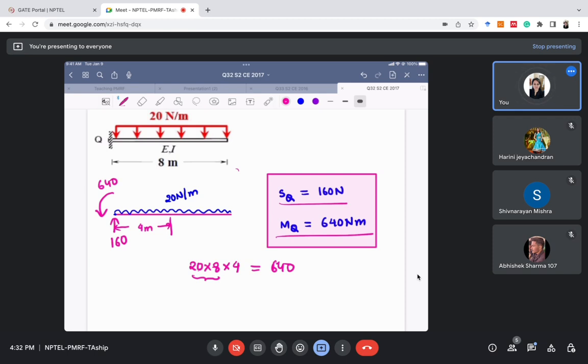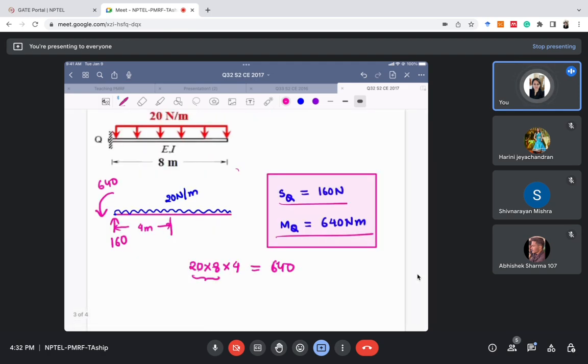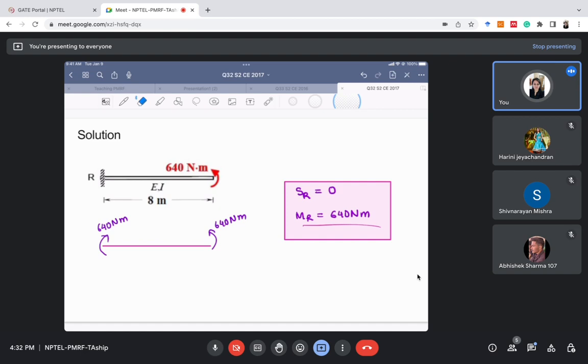Very, very simple, right? It looks like a big problem, but it's a 2 mark question and very simple. And the third thing, in the third question, they are just asking something very simple again. There is only one load, which is 640 Newton meter applied here, and we need to draw the free body diagram. If it is 640 here, then there it will also be 640. Since there is no vertical load applied, there will be no reaction at the support. So the reaction will be 0, and SR is 0. The shear force at R is 0 and the moment is 640 Newton meter.